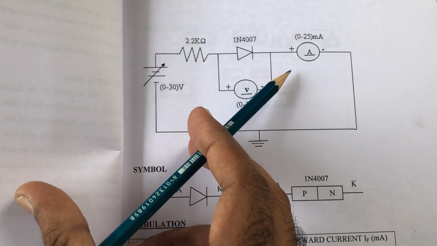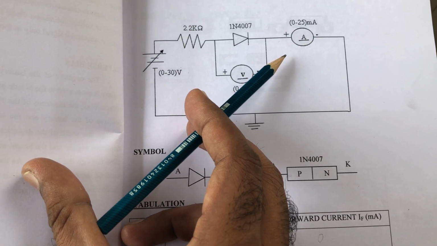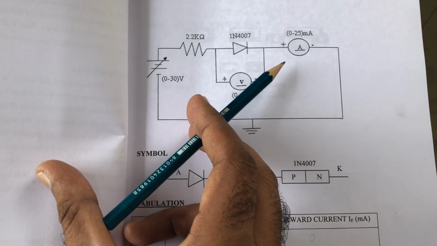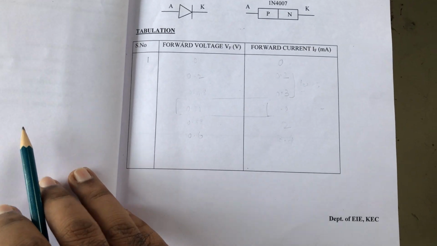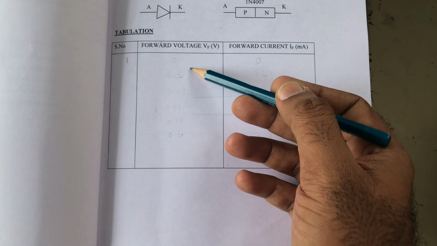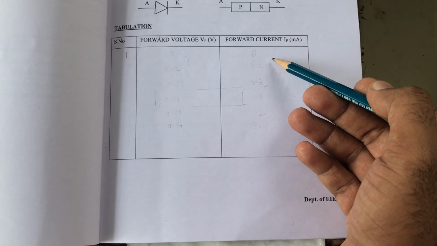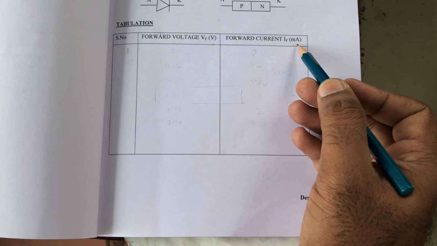If breakdown occurs in the diode, the current will increase. So for measuring the current, we are using 0 to 25 milliamps, right? This is for forward biasing. And there is a tabulation. In the tabulation, you have to mark the values of forward voltage and forward current. Forward voltage in terms of volt and forward current in terms of milliamps.